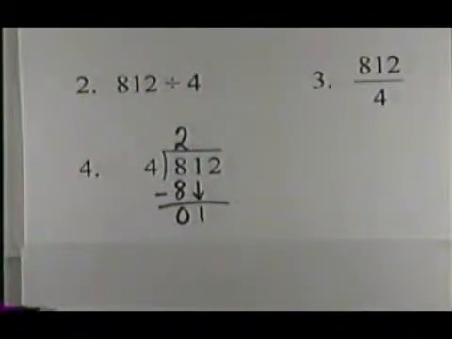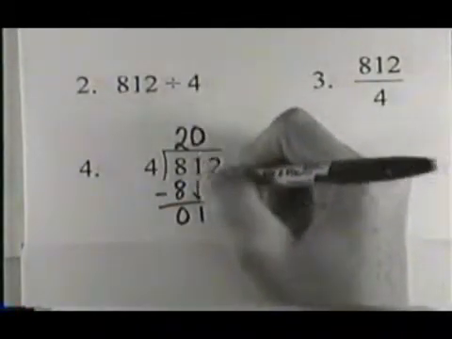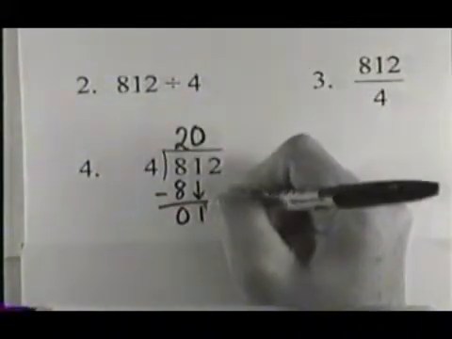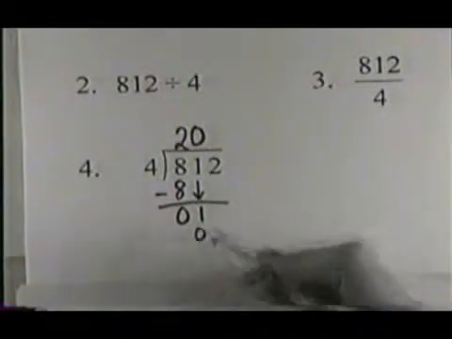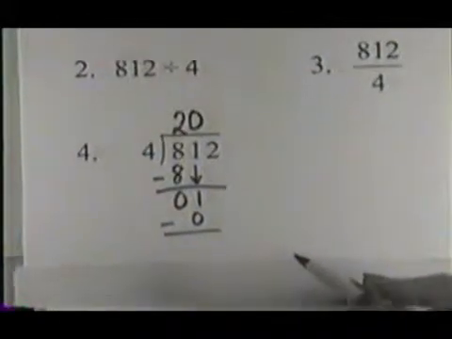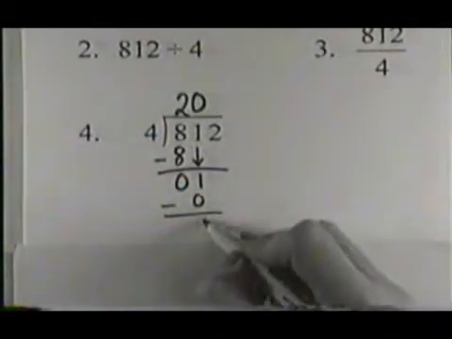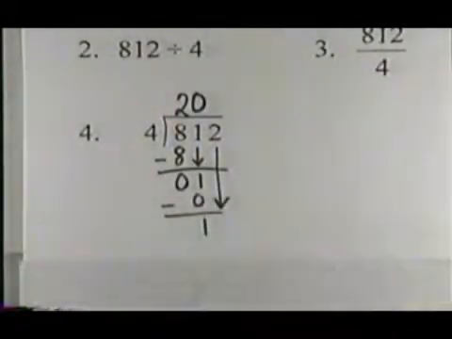Okay, we divide 4 into 01, which is the same thing as just 1. So 4 doesn't go into 1, so we put a 0 over the 1 there. That's holding the place of the last digit here. And then 0 times 4 is 0. We subtract again. 1 minus 0 is 1. And then we bring down the next digit, which is 2.